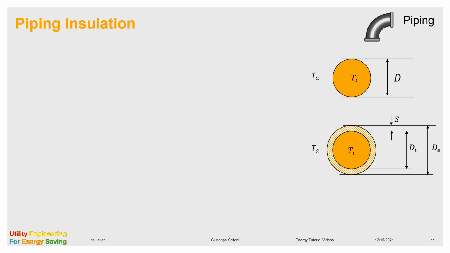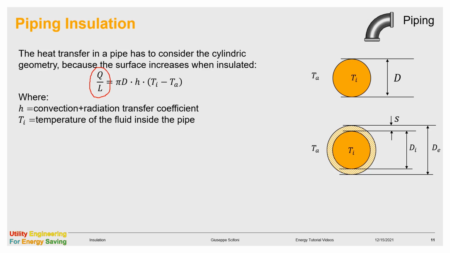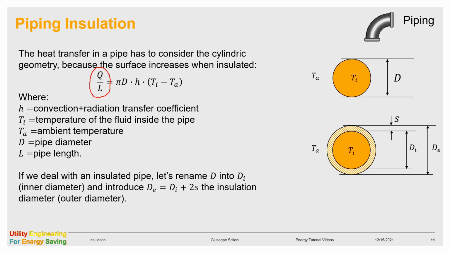The last chapter tells the insulation for pipes, and here the loss formula is slightly different. It is considering the heat per unit of length instead of unit of area, and there are four parameters needed: the pipe diameter, the convection heat transfer small h, the inside temperature of the fluid, and the ambient temperature. If the pipe is insulated, we need to introduce a fifth parameter, that is the insulation thickness, and therefore the external diameter is the internal diameter plus 2 times the thickness of the insulation.